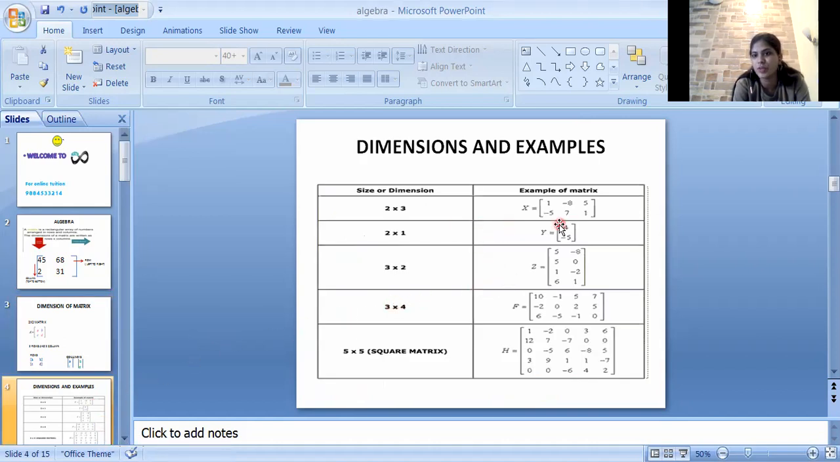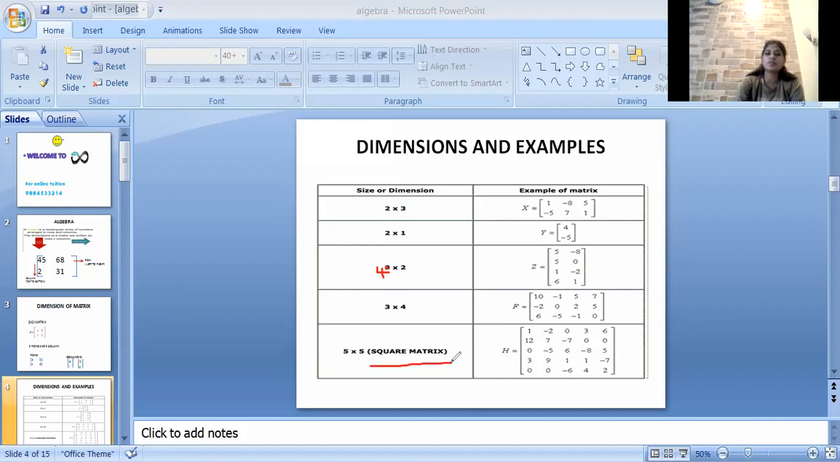The first one is 2 cross 3, 2 rows and 3 columns present. The second one is a 2 cross 1 matrix, 2 rows and 1 column present. The third one is, okay, it is not 3 cross 2, it is a mistake. It's supposed to be a 4 cross 2 matrix. The fourth one is a 3 cross 4 matrix, and then a 5 cross 5 matrix. 5 cross 5 matrix means 5 rows and 5 columns. Here you could see the word square matrix, right?